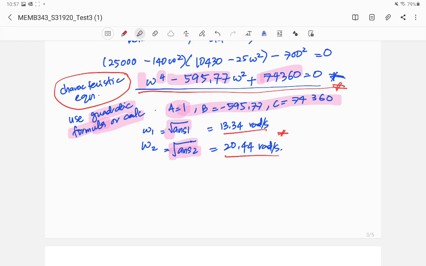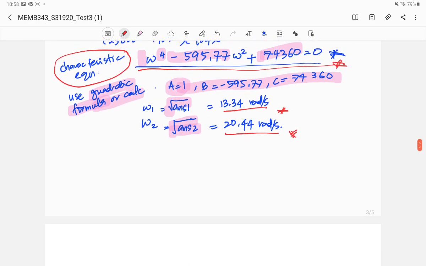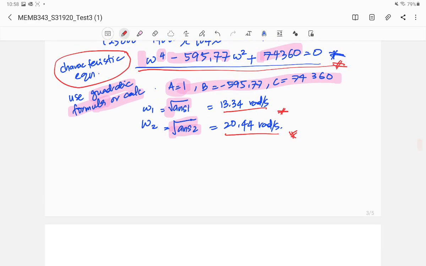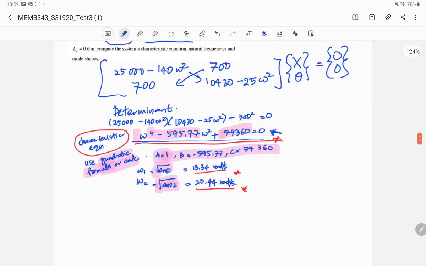The smallest answer will be the first natural frequency. The higher value will be the second natural frequency. So don't make a mistake with that. You have to take the square root of those answers, then only you get it in terms of omega 1, omega 2. Else your answers are in omega 1 square. So after you take the square root, you get omega 1, omega 2. Then you can substitute into the equation. Which equation do you use to substitute your omega 1, omega 2?